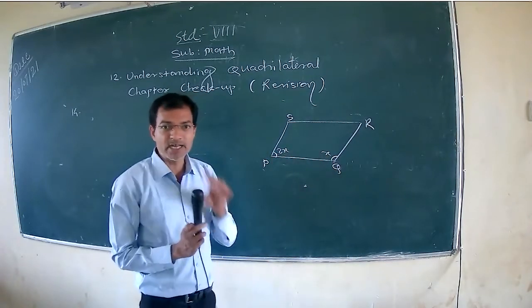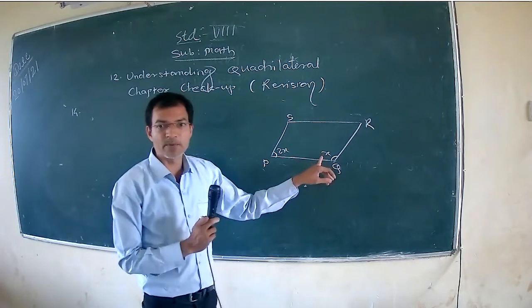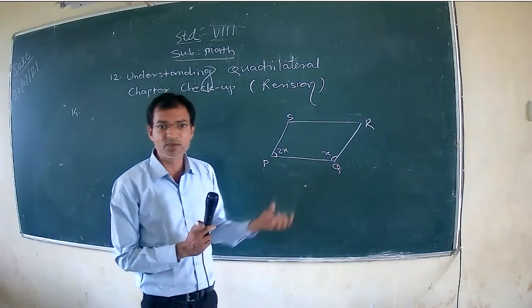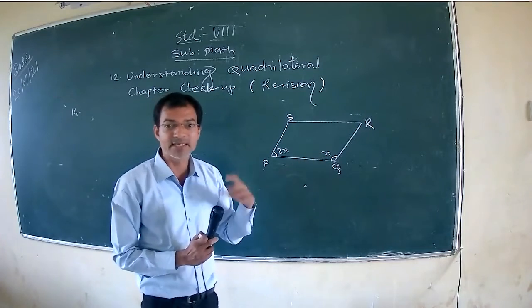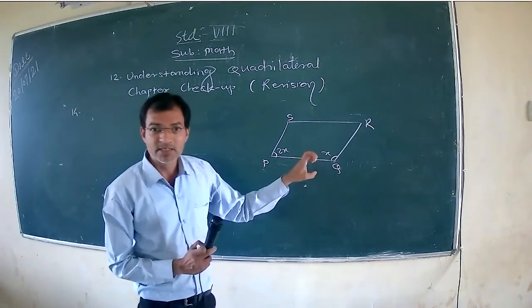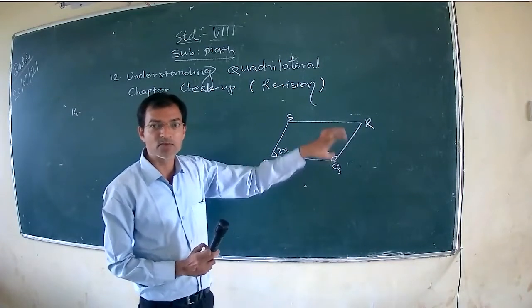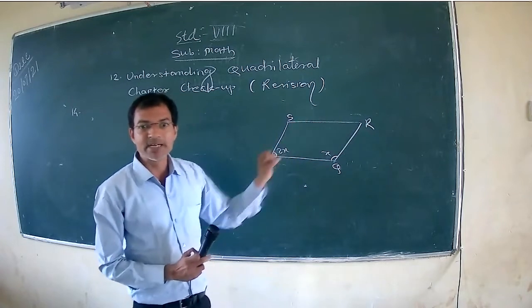But actually, suppose I tell you this is the measurement of angle Q. What is the measurement? That is x. X means we cannot find the exact measurement, this is an unknown number. So you have to find the value of x. Then put the values here, and then you can easily get the measurement of all the angles.